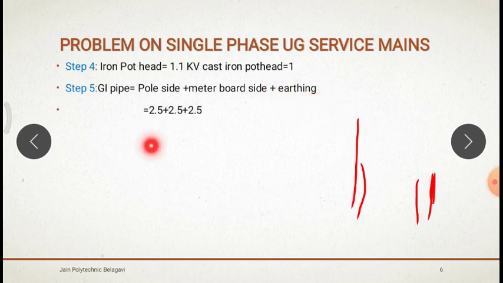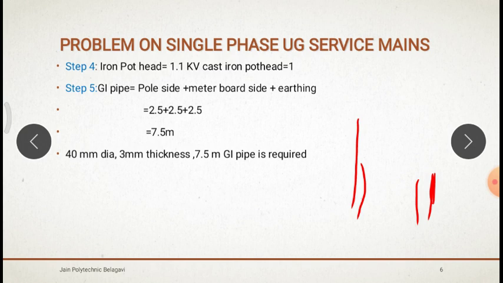If it is a 50 mm GI pipe, as in the case of 3 phase, we are not going to add it here. I will discuss that in the next video. Just here, pole side and meter side, and meter earthing also we are using a GI pipe of 40 mm thickness, and this GI pipe also 40 mm. So we added the earthing pipe also here. Total is 7.5 meter required. So 40 mm diameter, 3 mm thickness, 7.5 meter GI pipe we require here.